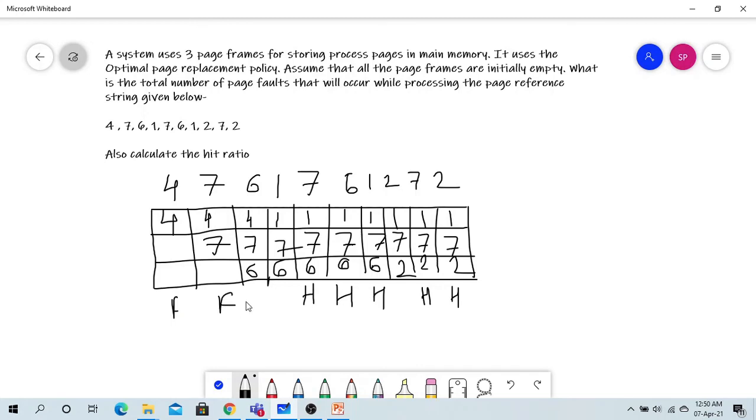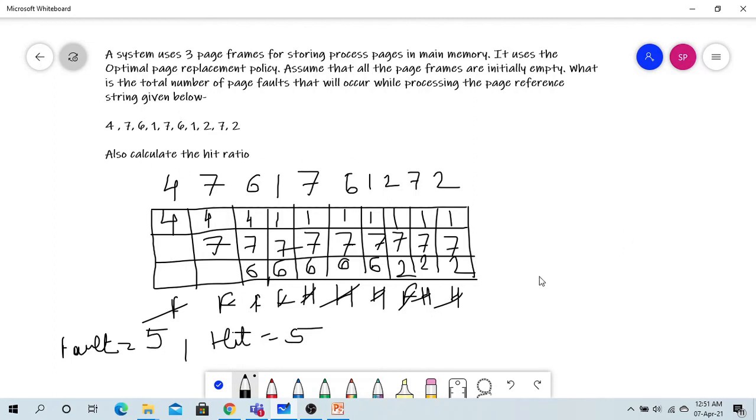So this is a fault. This is a fault. Here we also have a fault, and here is also a fault. So to calculate the number of faults, we just count the faults here: 1, 2, 3, 4, 5. So there are 5 faults, and the number of hits, counting the hits: 1, 2, 3, 4 and 5. So there are 5 hits.